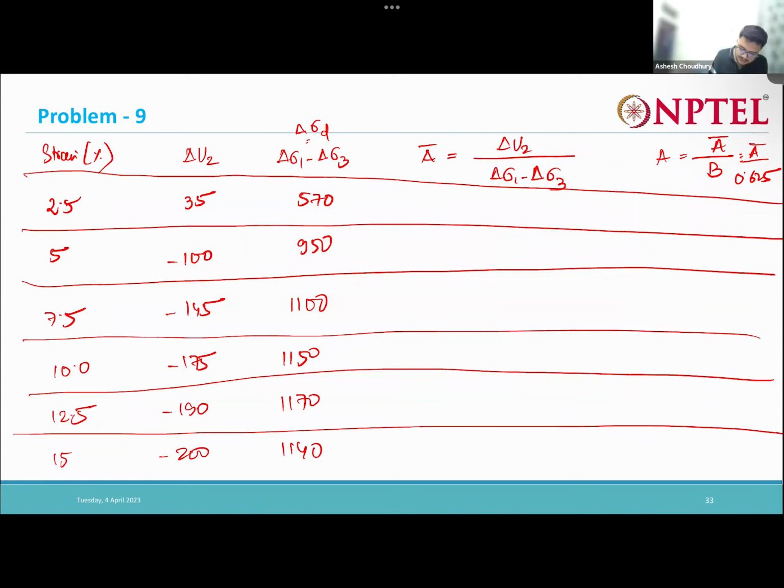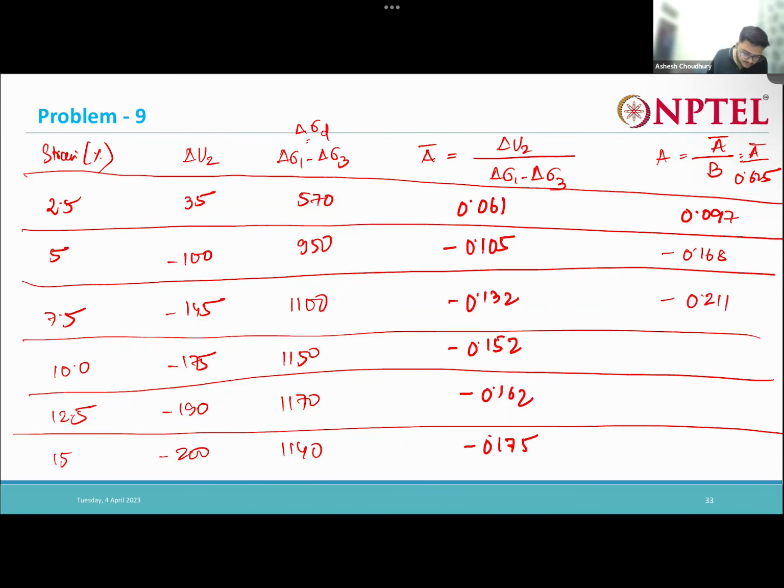So what is A dash? This divided by this: 35 divided by 570 is 0.061, and then minus 0.105, 0.132. Then divide this by 0.625: 0.061 divided by 0.625 is 0.097. So it is very simple, just divide by 0.625.